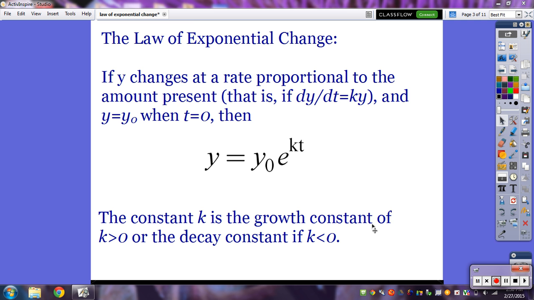It's called the growth constant if k is greater than 0, or the decay constant if k is less than 0. So that's the law of exponential change. Well, how does that help us solve a problem?